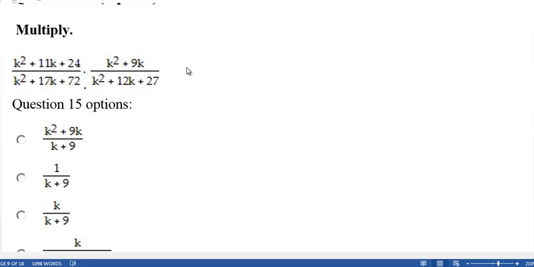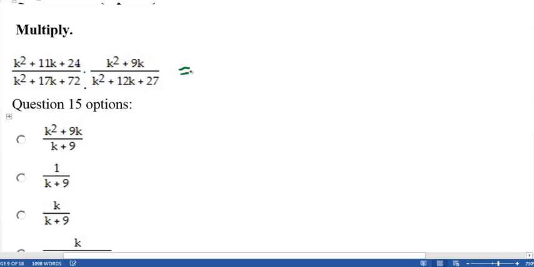Multiply (k squared plus 11k plus 24) over (k squared plus 17k plus 72) times (k squared plus 9k) over (k squared plus 12k plus 27). So the first thing that we do is factor all of the numerators and all of the denominators.